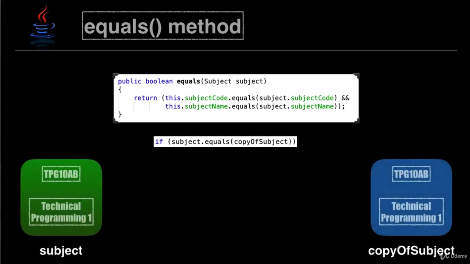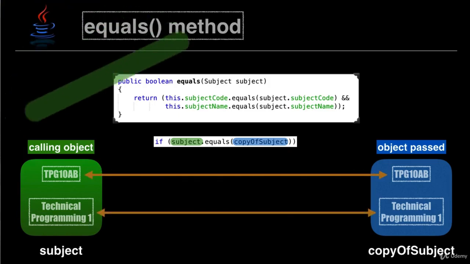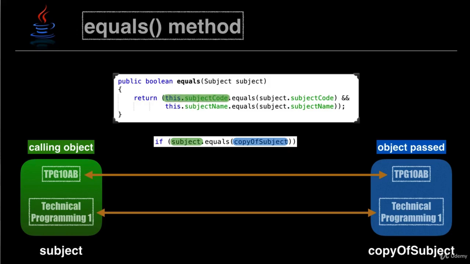Our green object in this statement is the object that calls the equals method, and the blue object is the object that was passed into the method. In order to compare objects to see if they are the same, we need to compare all the fields of the one object with all the fields of the other object. So we will compare the subject code of the green object with the subject code of the blue object. The this keyword here refers to the object that called the method. In this case, it's the green object.